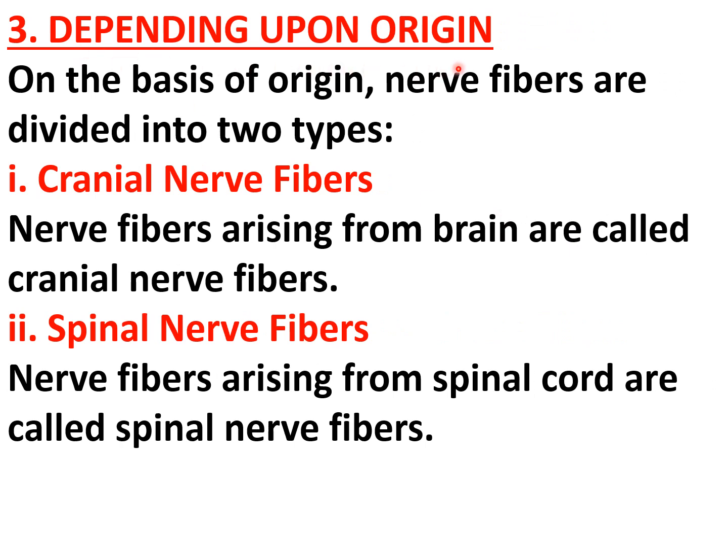Then depending upon the origin, the nerve fibers are divided into two types, cranial nerve fibers and spinal nerve fibers. Nerve fibers arising from the brain are called cranial nerve fibers, and the nerve fibers arising from the spinal cord are known as spinal nerve fibers.